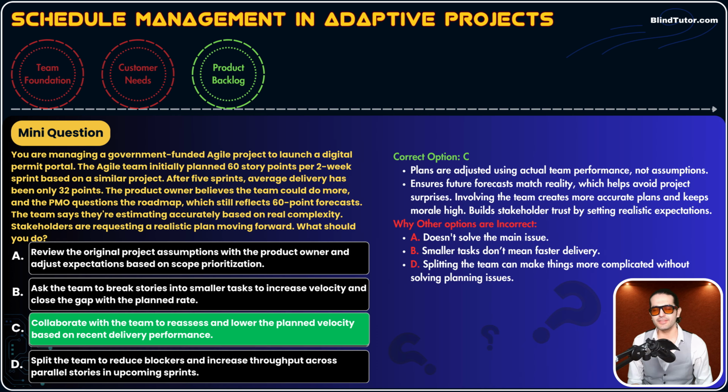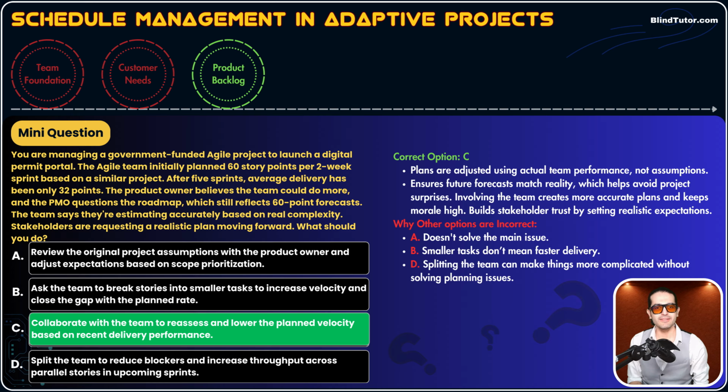Option B, ask the team. We don't give away our task. Asking someone, asking the product owner, asking the team, this is one negative word. We could eliminate option B right off the bat with this mindset, but ask the team to break stories into smaller tasks to increase velocity. It's again the same thing. You're just breaking it down into smaller tasks. It will take the same amount of time to complete it. So breaking down into smaller tasks doesn't increase your velocity. So option B was nonsense.